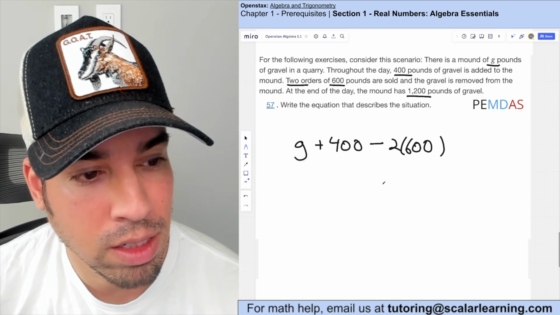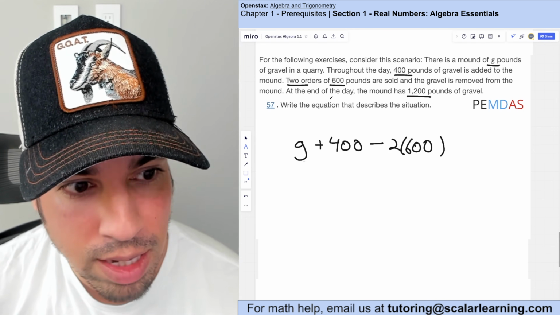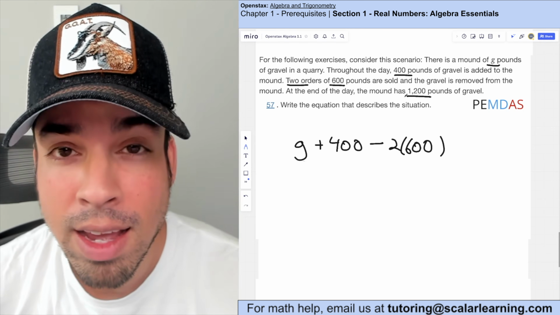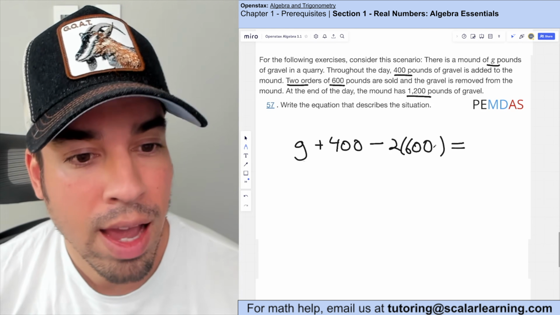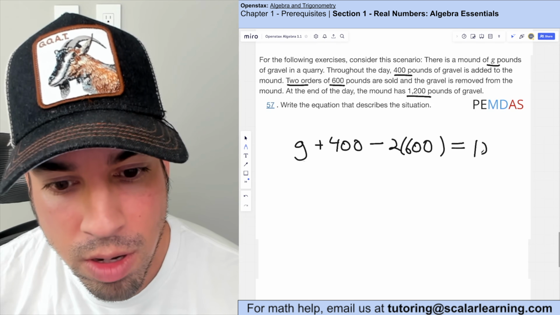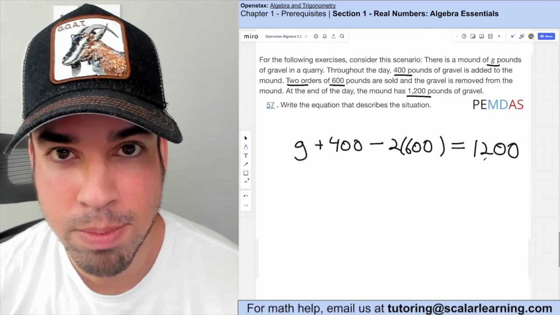And then this is basically how much I have now. And it says at the end of the day, the mound has, is. Those verbs indicate equal or equality. Has or is 1,200. And there is my equation.